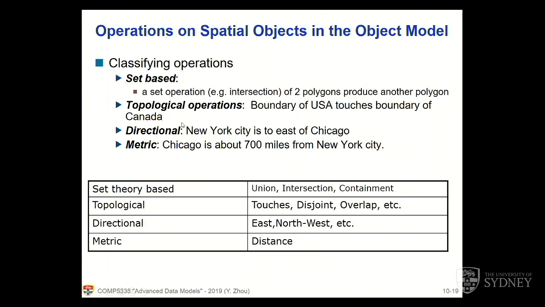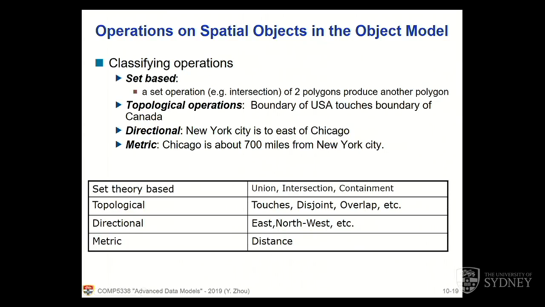And then there's also topological operation. So if we want to see whether or not the boundary of USA touches the boundary of Canada, that's a topological operation, like how the two shapes, whether they touch or they overlap or they are disjoint. So there's a few topological operations. And then there's directional, like east, northwest, or others. And then the metric is more like calculating the distance.